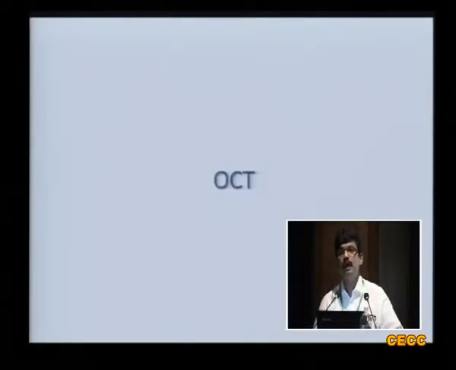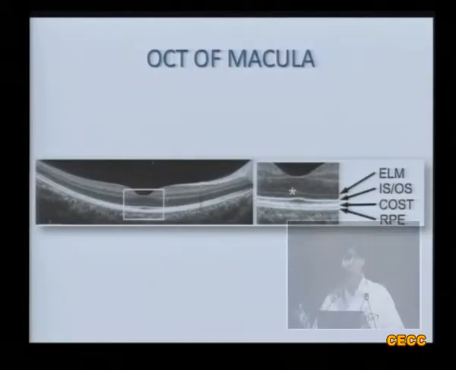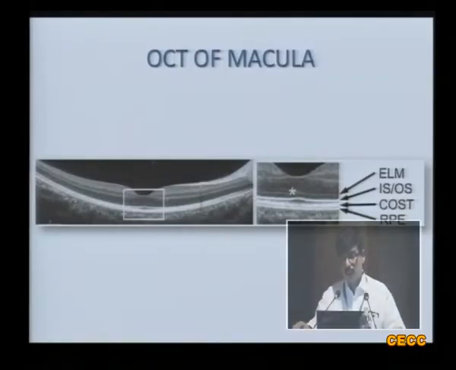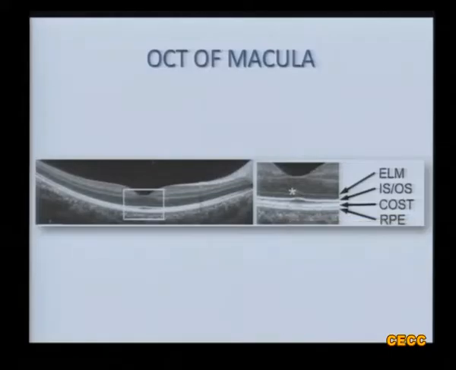Now OCT is one of the important investigations for evaluation of any macular pathology. In fact, it has made a paradigm shift in the management of most of the macular pathologies, especially those requiring surgical intervention. So I would like to take you towards a normal OCT of the macula. What you should understand is that it can help you to understand all the layers of the retina, starting from the retinal pigment epithelium up to the internal limiting membrane. But you should also be able to identify some of the important lines that you see on the OCT. So the first line that you see at the bottom is the retinal pigment epithelium.